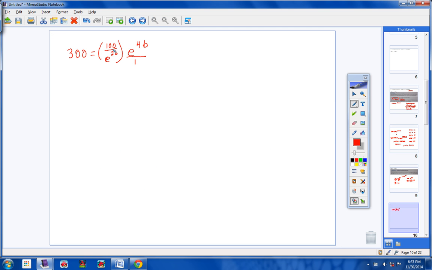All right, here we go. So I have 100 over e to the 2b power, okay? And I have a fraction over here. So look what you can do, guys. Look, watch this. We now have this. We have 300 equals. Remember, we're solving for b. So I have 100 e to the 4b over e to the 2b.